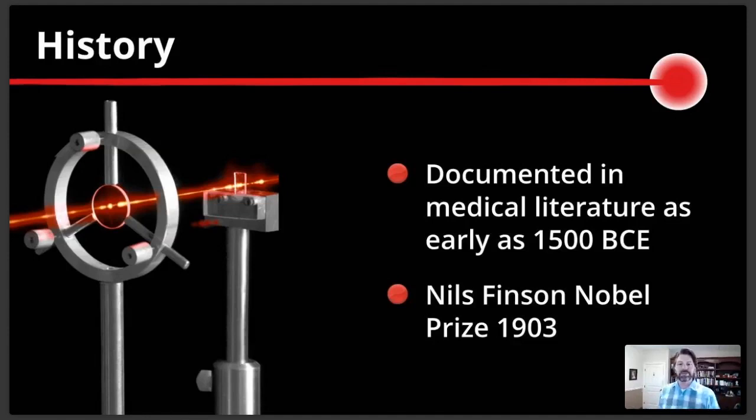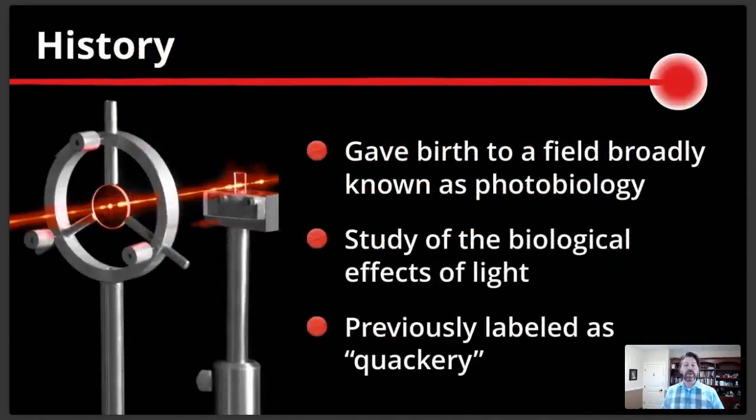Niels Finsen, a Danish physician, won a Nobel Prize in 1903 for his work in the area, which gave birth to a field that's broadly known as photobiology, or the study of the biological effects of light. Now, interestingly, this field, though it started out with very promising results and very promising information, was quickly labeled as quackery. After the Flexner report came out, our American Medical Association pretty much labeled everything that they couldn't own or monetize as quackery.